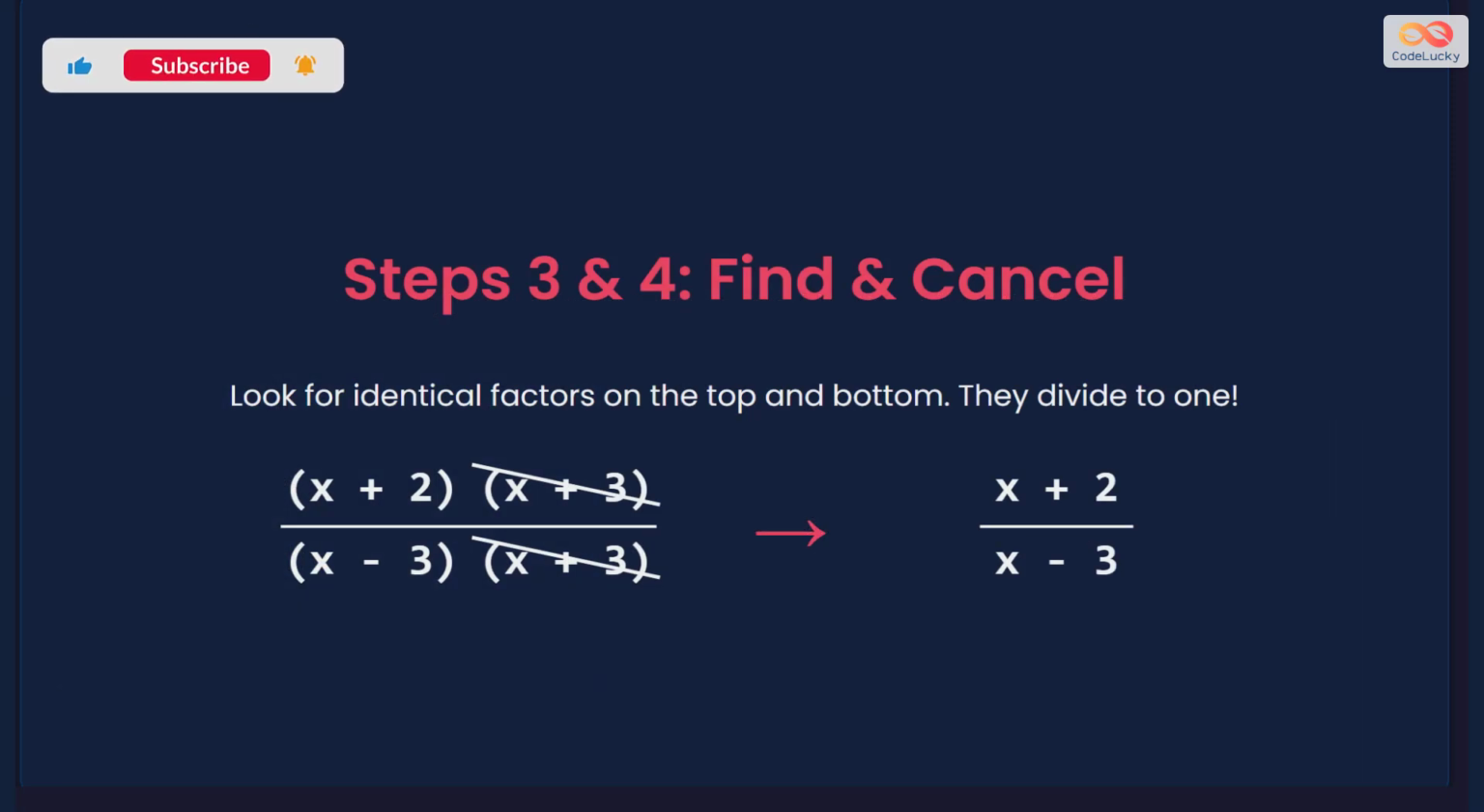Once everything is factored, you look for any factors that are identical on the top and bottom. In our example, we have the factor x + 3 in both the numerator and the denominator. We can cancel these out because any number divided by itself is 1.